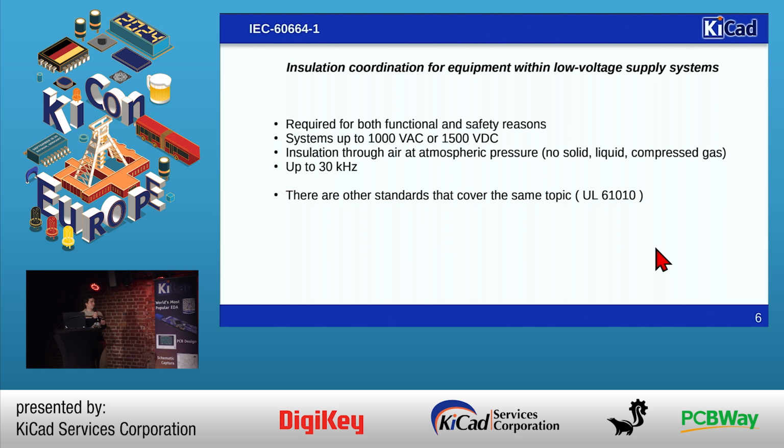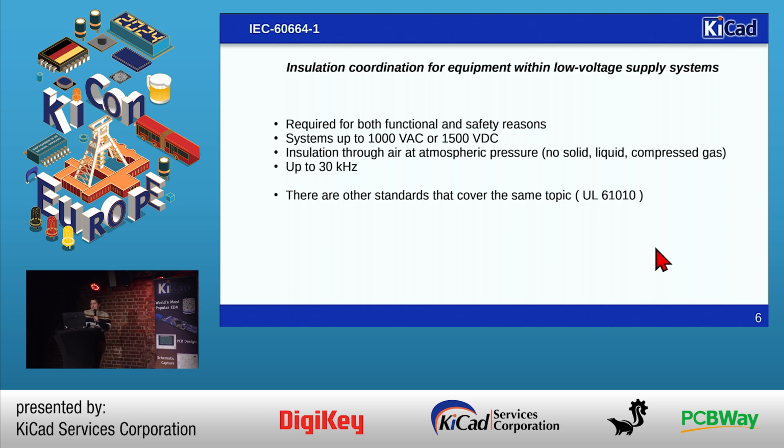So function and safety. It's only a low voltage standard, so it's limited to 1000 volt AC or 1.5 kilovolt DC. We are only talking about insulation through air, no compressed gas, no liquid, no solid, no high frequency isolation. And it only covers frequencies up to 30 kilohertz. This IEC standard is not the only standard that covers isolation. There are other ones, such as the UL 61010.